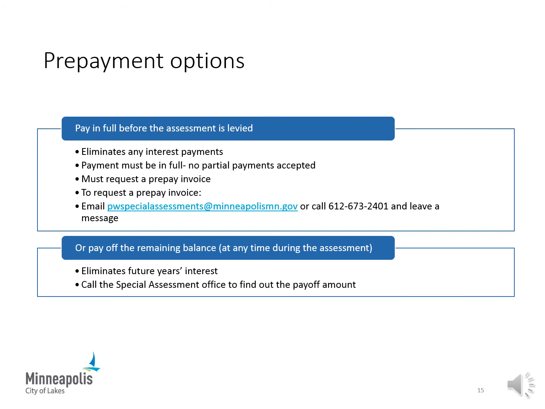If you wish to prepay the assessment to avoid paying interest, please request a prepay invoice by contacting the Special Assessment Office at the email address listed on this slide and in your public hearing notice. Payment must be in full. Partial payments are not accepted. If you do not prepay the assessment, you can still pay off the remaining balance at any time during the assessment and avoid paying some of the interest. To get the payoff amount, you can contact the Special Assessment Office.